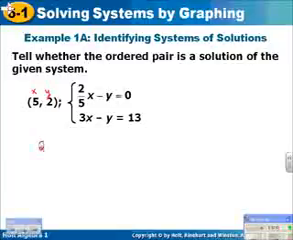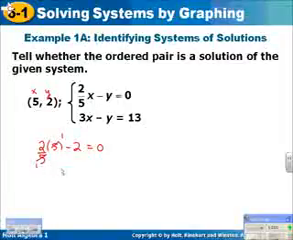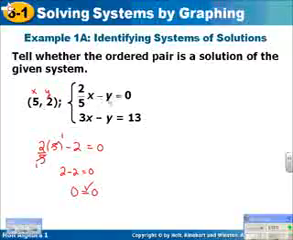So I would do 2/5 times x, which is 5, minus y, which is 2, and I should get 0. Well, 2/5 times 5, 5 divided by 5 is 1. So then I end up with 2 minus 2 equals 0, which is true. 0 does equal 0. So I know that (5, 2) is a solution to the first equation.